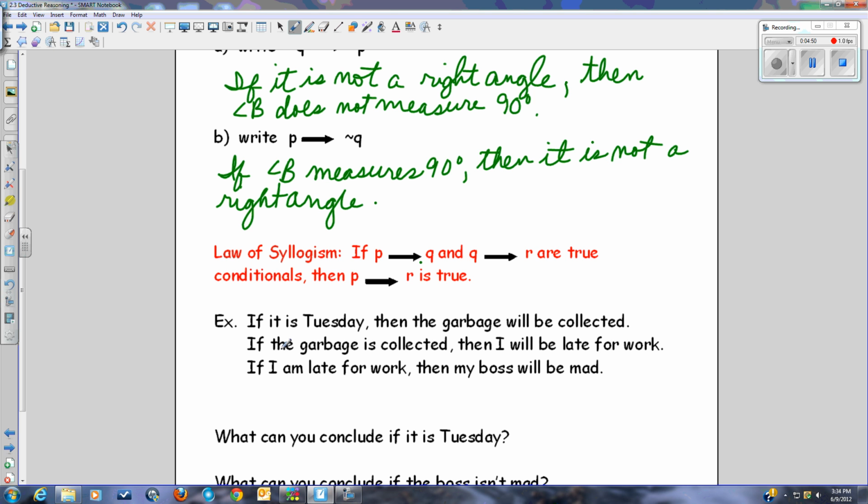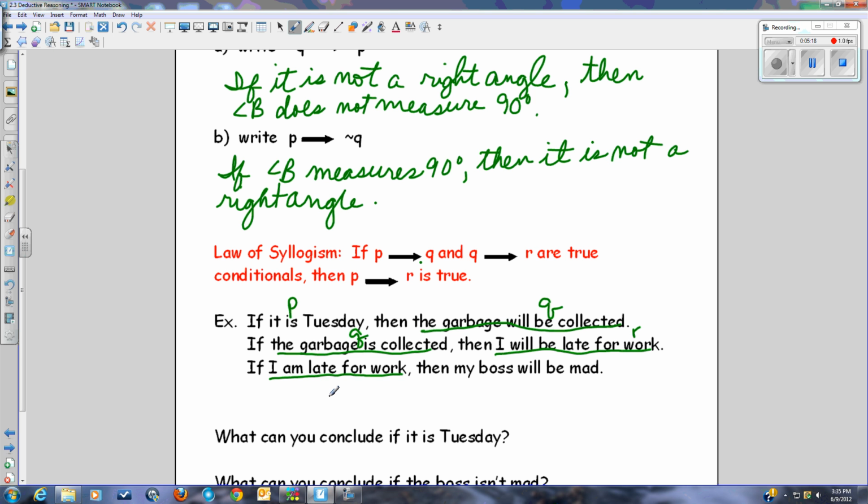So here is our P, it is Tuesday. Q is the garbage will be collected. Again, Q is happening. If Q, I will be late for work is R. So what can we conclude? If I am late for work, then my boss will be mad.